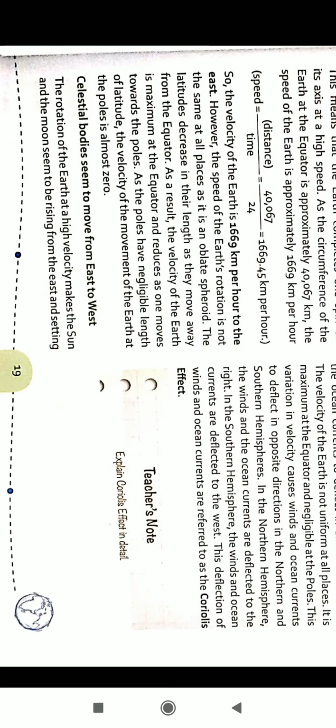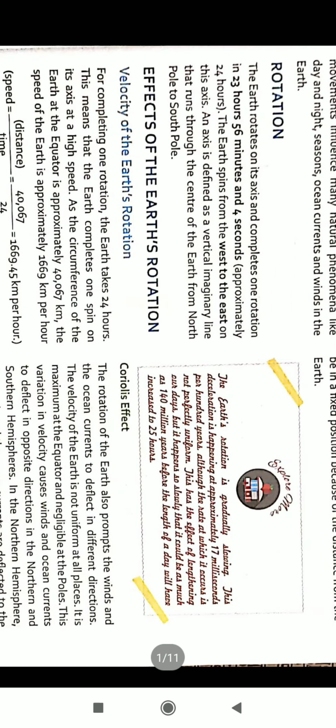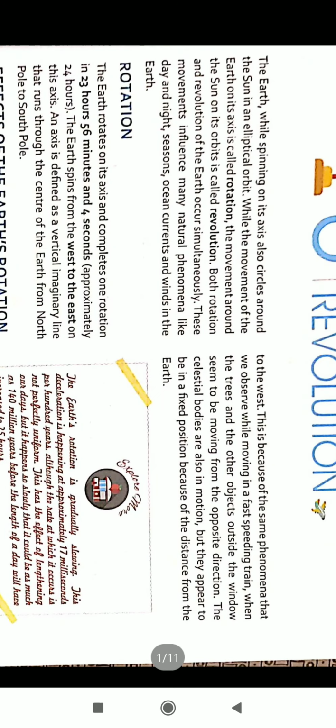Now, celestial bodies seem to move from east to west. The rotation of the earth at high velocity makes the sun and the moon seem to be rising from the east and setting to the west. This is because of the same phenomenon that we observe while moving in a fast speeding train, when the trees and other objects outside the window seem to be moving in the opposite direction. The celestial bodies are also in motion, but they appear to be in a fixed position because of the distance from the earth.